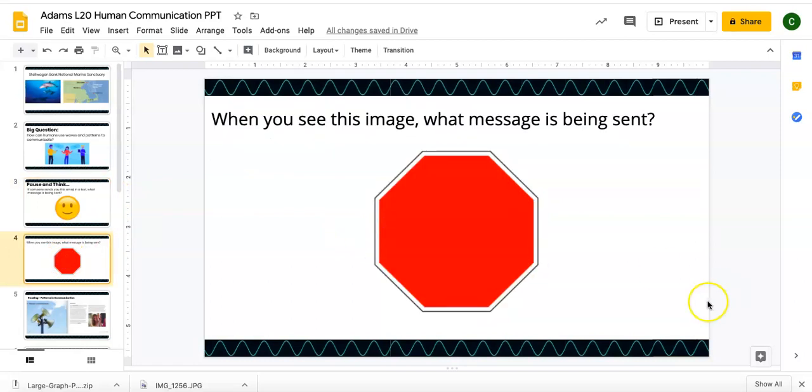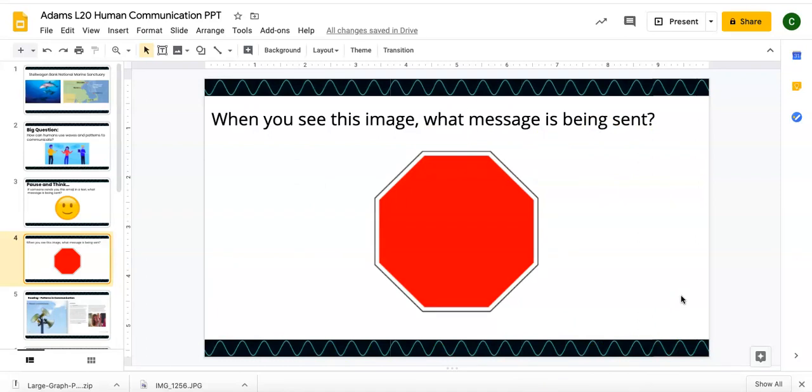Here's another way that we communicate through an image. So when you see this image, what message is being sent? I want you to take another 5 seconds to think about it. So this is a very common image. It is a very common way for us to communicate when we need to stop at a location. So if we're at a corner and you're driving or your parents are driving, and they see this sign, we know to stop at this sign. We know that this is a stop sign, and we know that the stop sign helps us be safe.